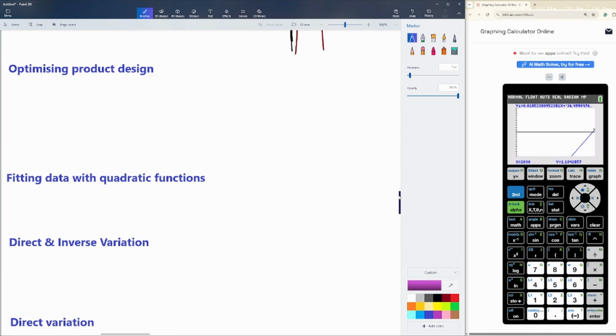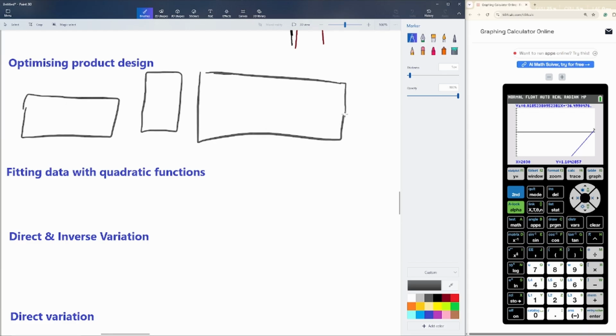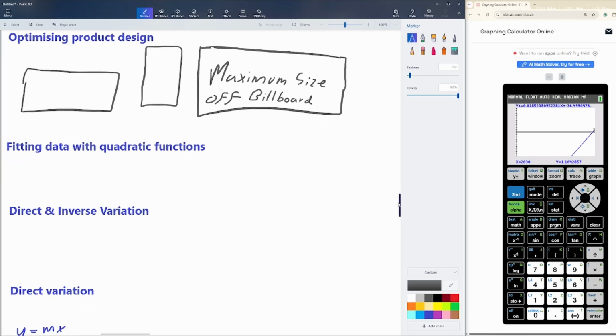I don't want to spend too much time on it because we have a lot to cover in this lesson. So optimizing product design is quite similar. Let's say that you have a billboard, and the billboard can be done in all sorts of different ways. However, you want to find the maximum size of the billboard. And then it said that the advertiser wants to get the biggest billboard that they can, and usually it's just given like this. These are not usually quite difficult as well.